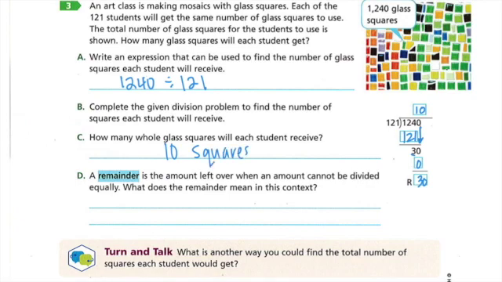D says a remainder is the amount left over when an amount cannot be divided equally. What does the remainder mean in this context? So we had this remainder of 30. What does that mean? Well, it means that there are 30 extra squares. They are good squares to use, but because we only have 30, everybody can't have one. So those are the extras.